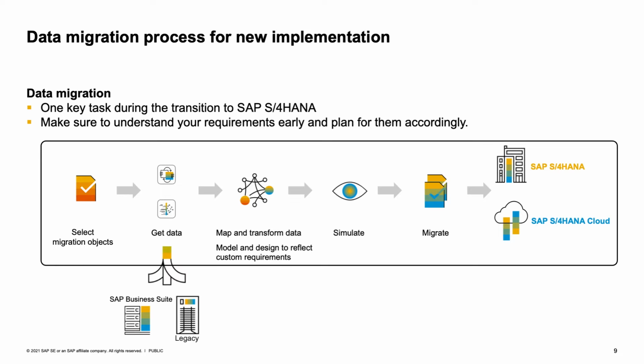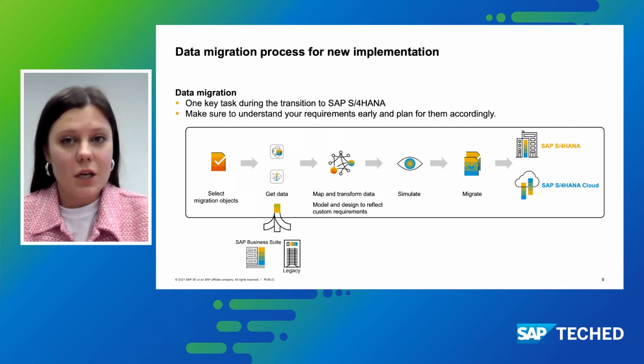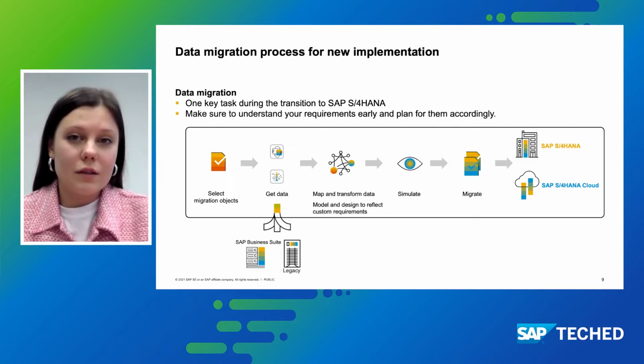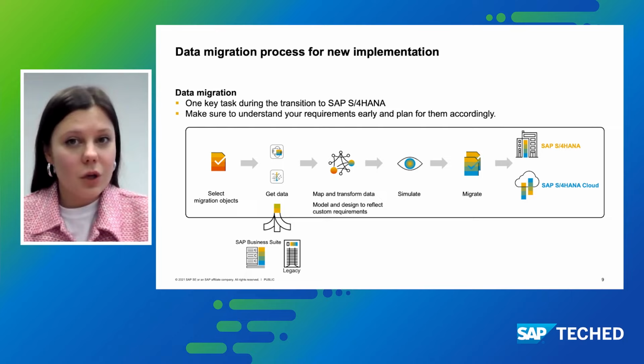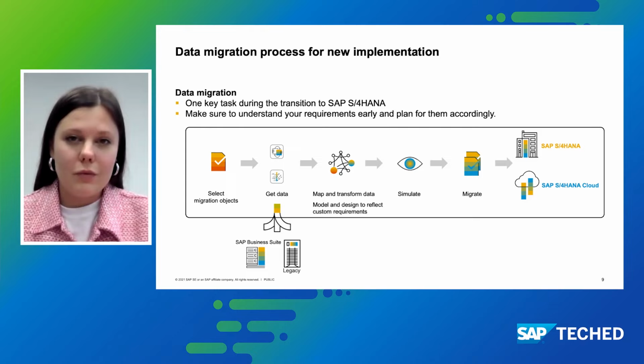So how do you start the process in case of a new implementation using Migration Cockpit? You start by clicking the Migrate Your Data app and creating the project. During the project creation, you select the needed migration objects. It's the first icon that you see on the slide. After the project is created, you need to get data somehow. There are two approaches, and these two icons you can also see on the screen. You can migrate your data using staging tables, or you can migrate your data directly from an SAP system. Afterwards, the data should be mapped and transformed, and then you're ready to go with the simulation step.